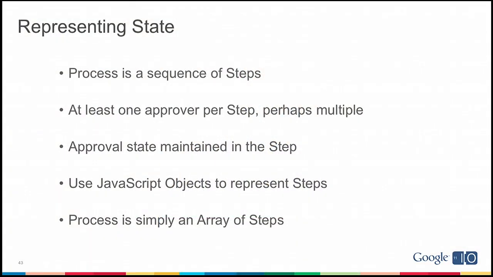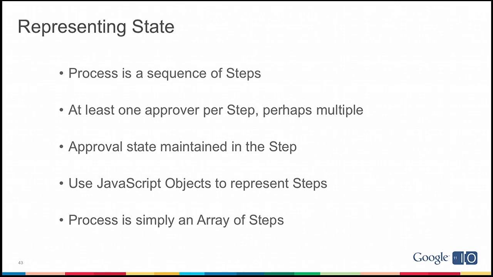So let's model this inside our process. This process is a sequence of steps. There's always one approver per step, and in the first step, there are actually multiple approvers. The approval state is going to be maintained inside the step. And I'm using Step with a capital S here because it's an object type that we'll talk about in a moment. We're going to use a JavaScript object to represent that step. And then our process is simply an array of steps. Now, I've given you a sequential process. There's definitely more advanced things we can do, maybe in a 201 level course some other time. So just think about it that way. It's sequential, and so it's an array.